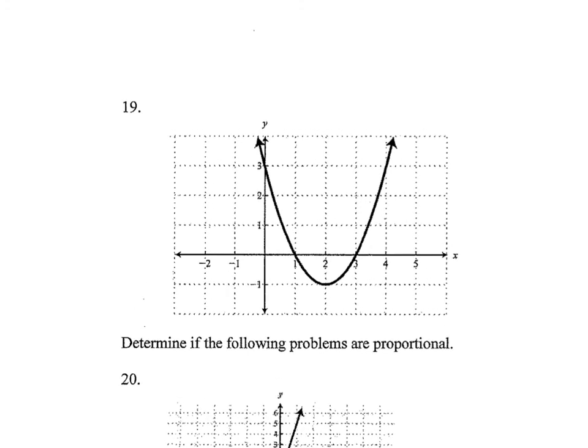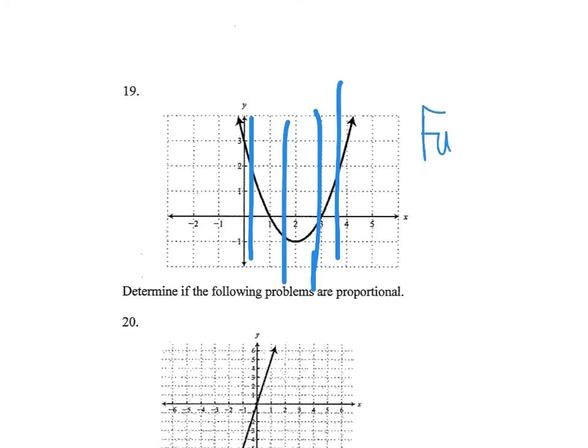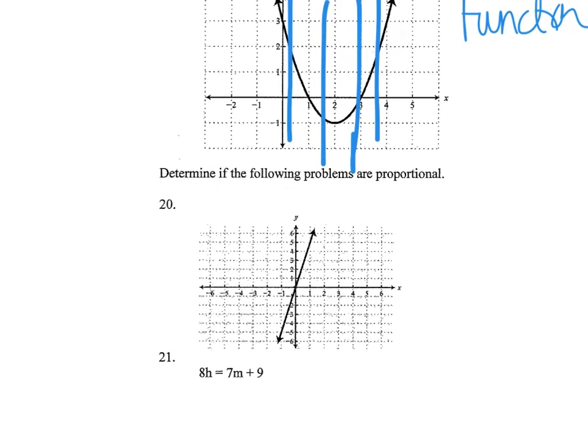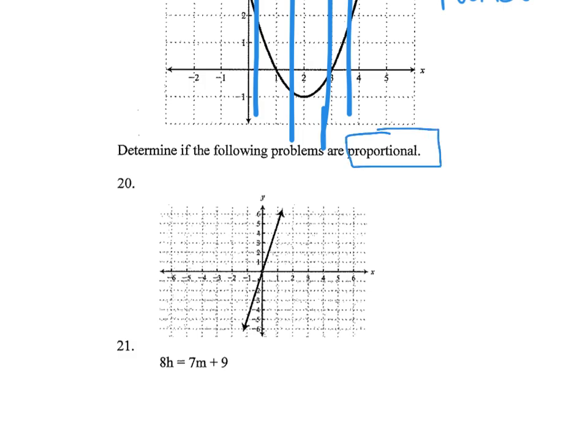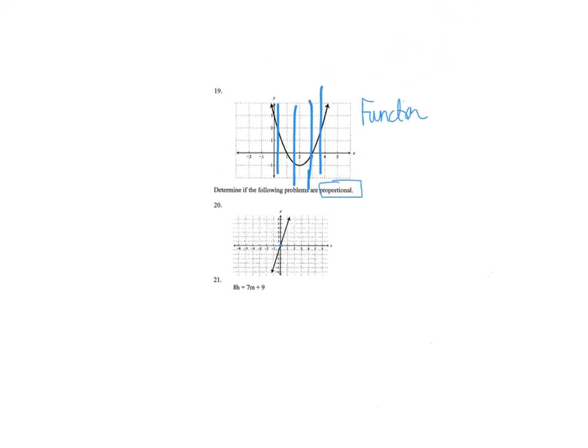On number 19, if it's a graph, determining if it's a function, you're drawing a straight line anywhere on the picture. And if it crosses your line more than once, then it's not a function. So it doesn't cross our line more than once on this one, so it is a function. And then the last two, determine if the following problems are proportional. So if it's a graph, it needs to go through 0, 0. And if it's an equation, it'll only have one number.